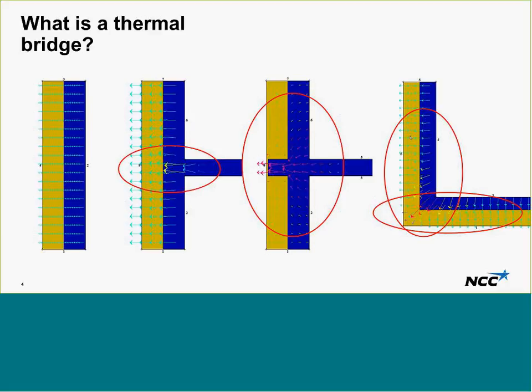And then the last one we can have is a geometrical thermal bridge where we have a corner, for example. And in this case, we get an increased heat transport out through the corner of the construction, even though the insulation is uniform through the whole wall. And this is another example of a thermal bridge. So basically, this is what a thermal bridge is about. It's not about wind transport or air transport. It's purely about heat transport.